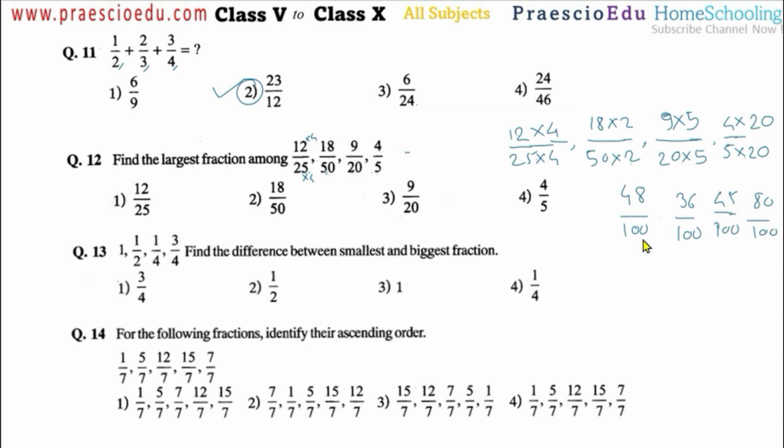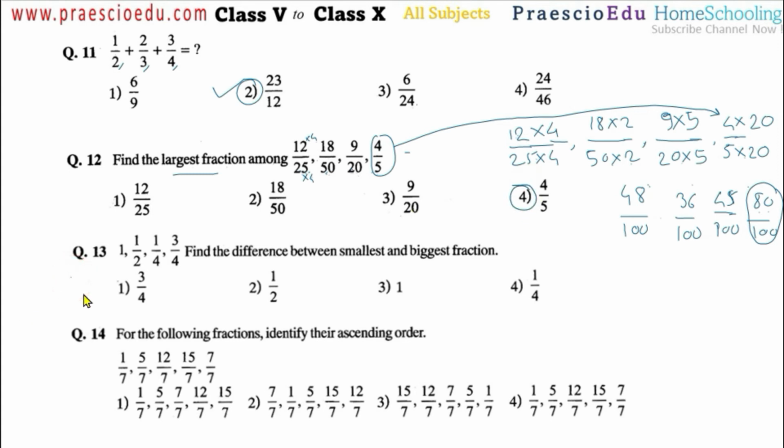Now in this all the denominators are the same, means we have to compare on a numerator basis. So the greater the numerator, the greater the fraction, and our question is asking to find the largest fraction. So largest means the bigger number. So 80 is bigger, means this fraction is greater, and this fraction is 4 by 5, because this is the equivalent of 4 by 5. 4 by 5 is given in option number 4.